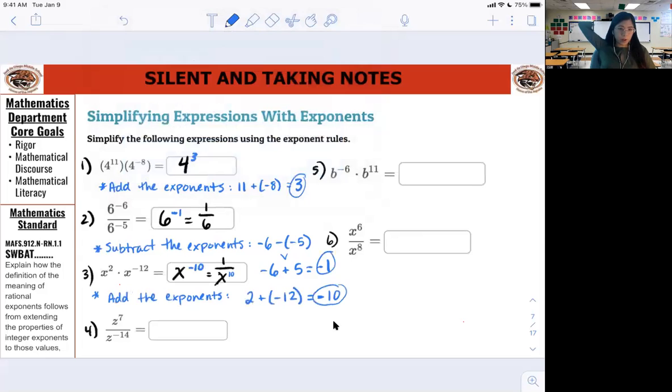Now, number four, adding or subtracting? Quotient. It's the quotient rule, so I am going to subtract the exponents. So am I doing 7 minus negative 14, or am I doing negative 14 minus 7? Negative 14 minus 7. Other way. Remember, top minus bottom. Oh, yes. 7, top.